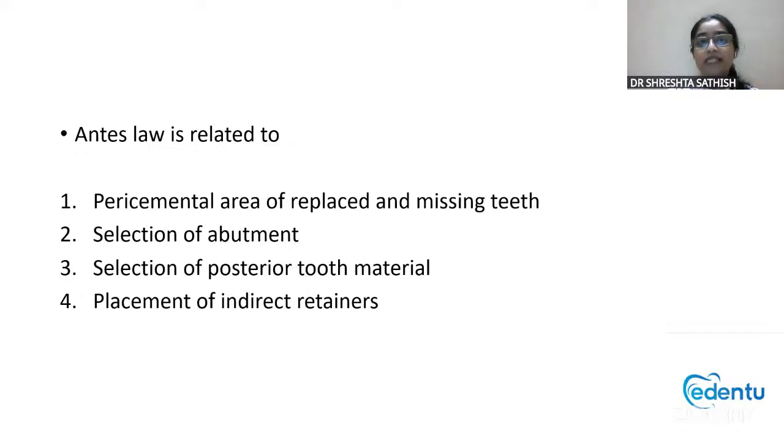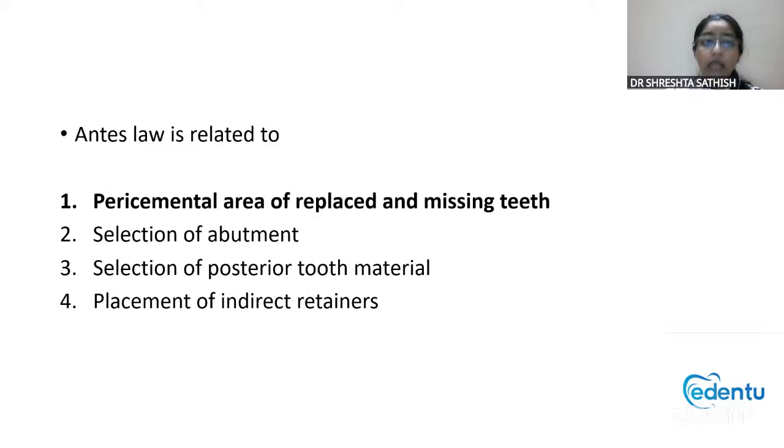So this is basically related to selection of the abutment. Pericemental area of replaced and missing teeth. When you have 2 options, selection of abutment, yes, that is also what Ante's law is related to. But primarily, it is talking about the pericemental area, and that is why the first one is the answer. If the first was not there, you could have always put it up as selection of abutment, because that is what we use Ante's law for.